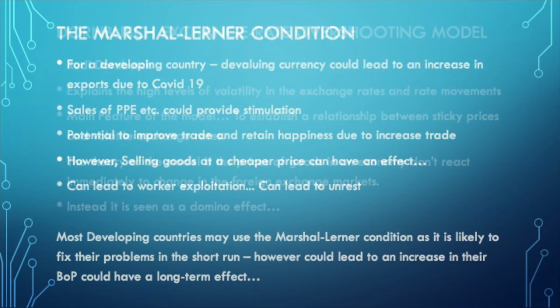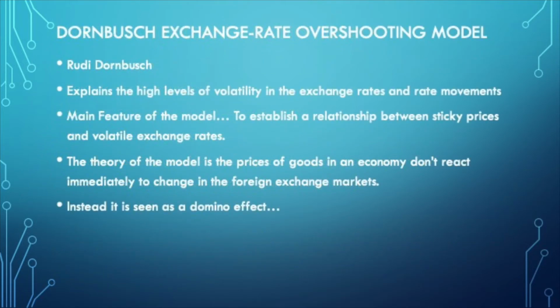Rudi Dornbusch is a well-known German economist who was the author of the 1976 overshooting model hypothesis. The importance of this model is to explain the high levels of exchange rate volatility. The main feature of the model is to establish a relationship between sticky prices and volatile exchange rates.